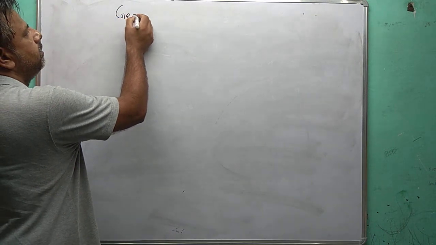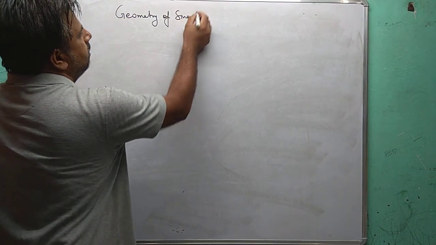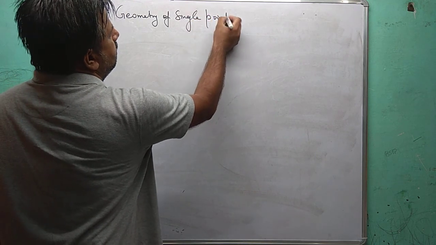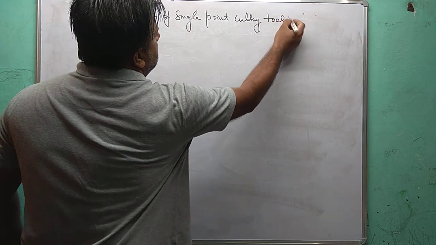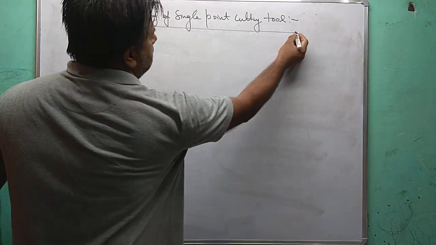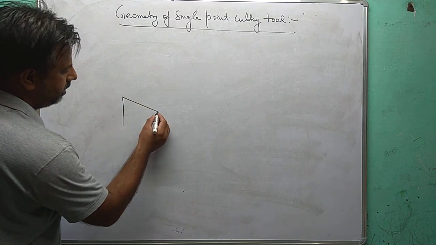Point, geometry of single point cutting tool. So how to draw the geometry of single point cutting tool? You may draw like this.